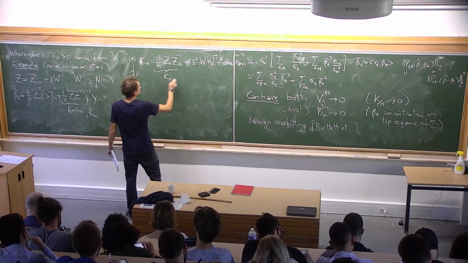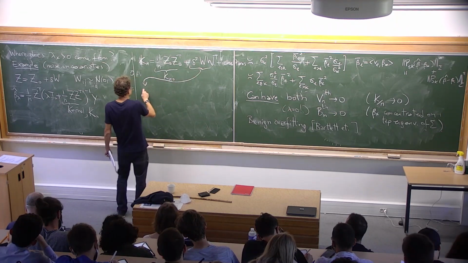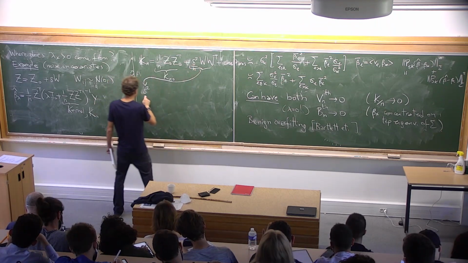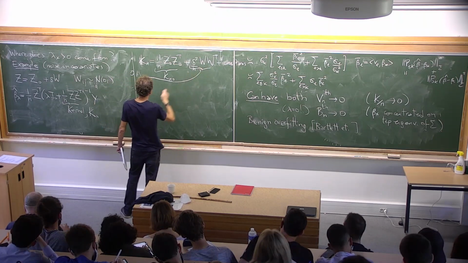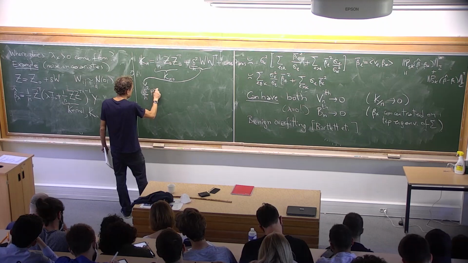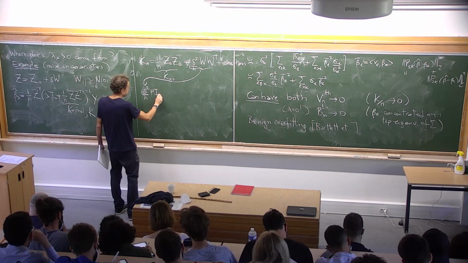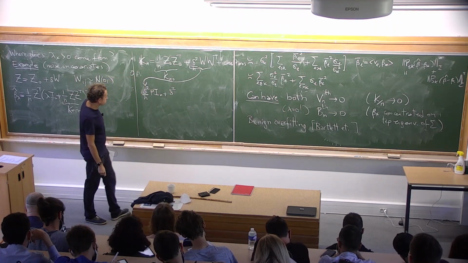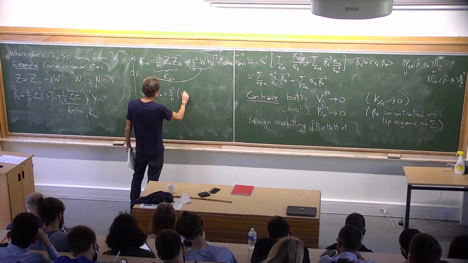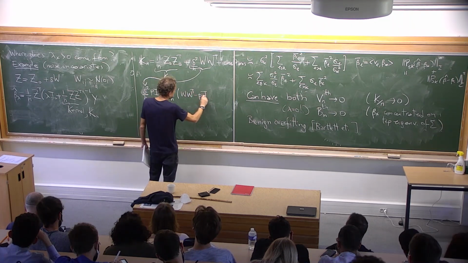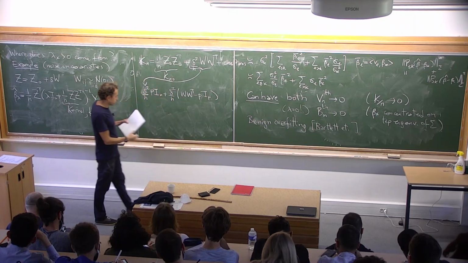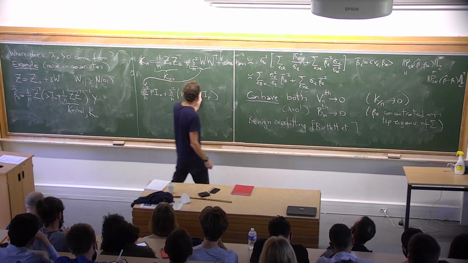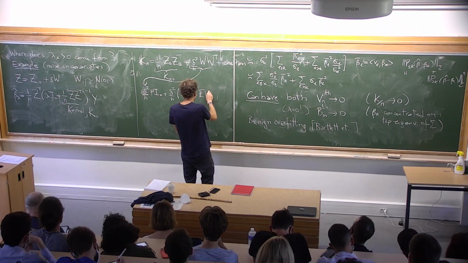Now you can write this piece as delta square over n, and then the expectation of this is just p times the identity matrix. And then there is delta square over n times W W transpose minus p times the identity matrix, or I'll write it like this: the expectation of W W transpose removed.